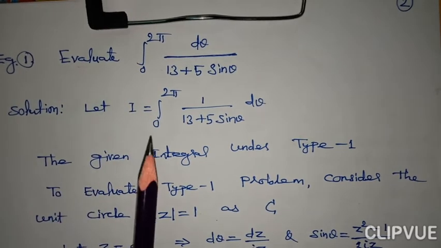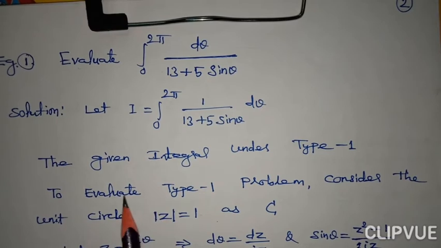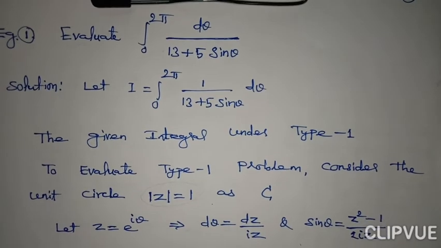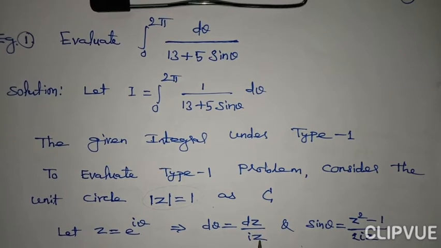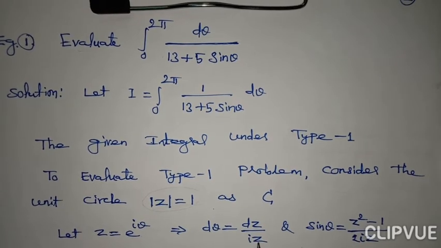Now the given integral is capital I, under type 1. To evaluate type 1 problems, you must consider the unit circle, modulus of z equal to 1, as capital C. In all type 1 problems, what is C? Modulus of z equal to 1. Now from this, z equal to e power i theta, and d theta is dz by iz, and sin theta is z square minus 1 divided by 2iz. This was already explained in the basic video itself, just refer to it.